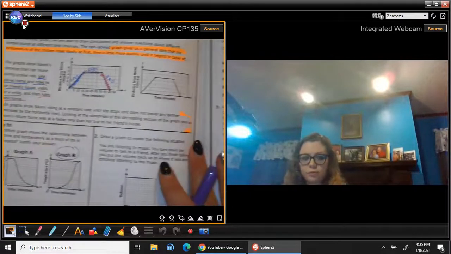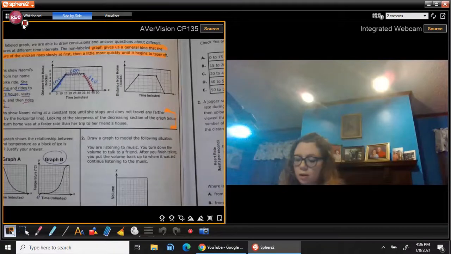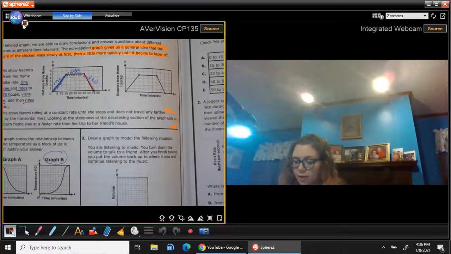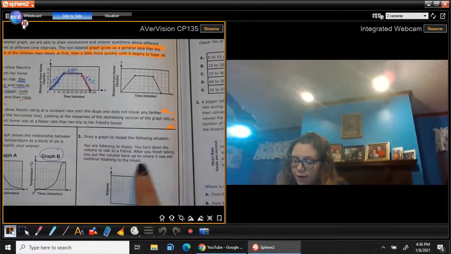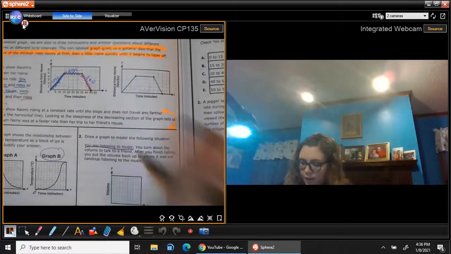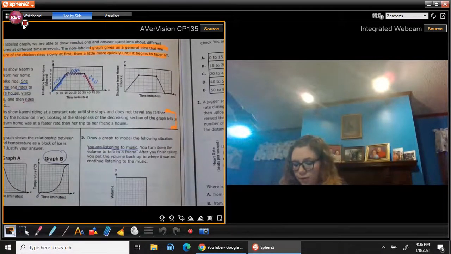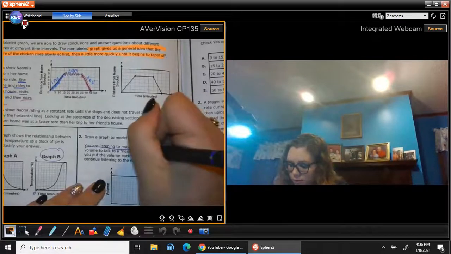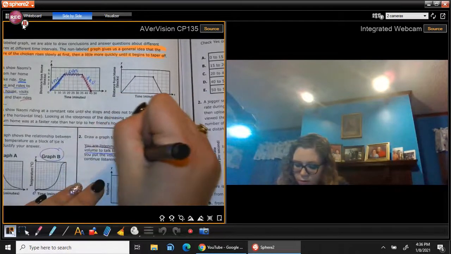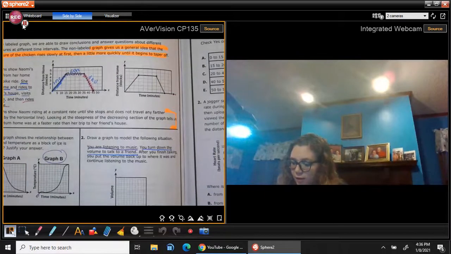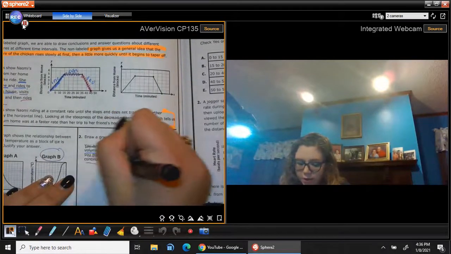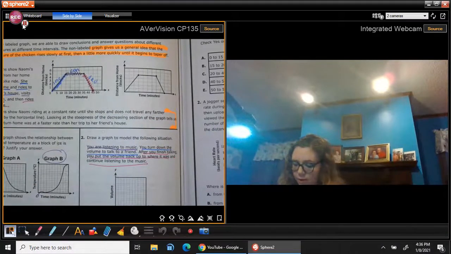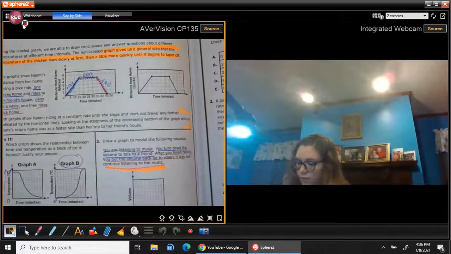Okay, so number 2. Draw a graph that models the situation. You're listening to music. You turn down the volume to talk to your friend. I'm going to highlight each part. After you finish talking, you put the volume back up where it was. And you continue to listen to music. Make that one orange because we ran out of colors.